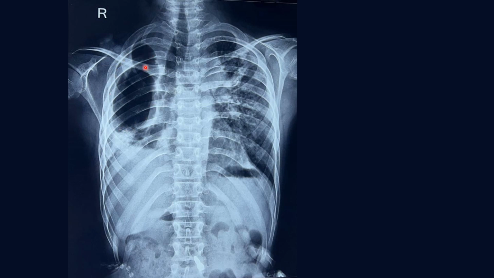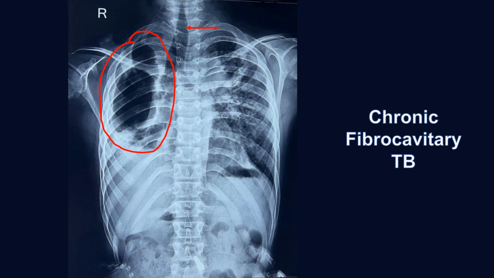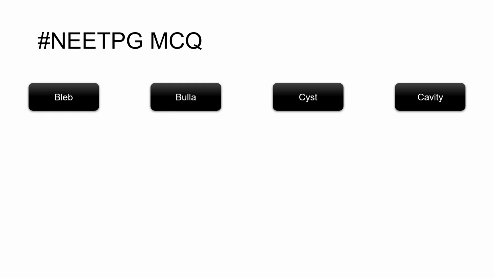This patient has a history of tuberculosis. So this is actually a case of chronic fibrocavitary TB. So can you see the shadow here? This is fibrocavitary shadow and the trachea is shifted to the same side. So this is a case of chronic fibrocavitary TB. So this is an important NEET PG MCQ.